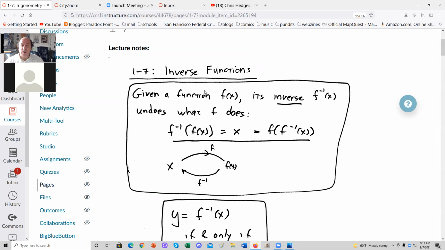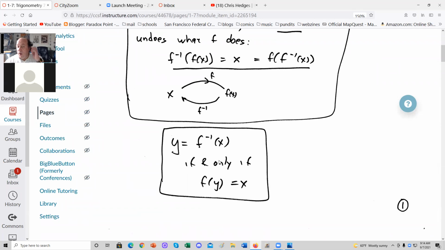Okay, the inverse function: given a function f of x, its inverse is written f inverse of x. This -1 is what I call a notation collision, because it looks like it's a reciprocal of f. It's not. Unfortunately, the same thing means two different things. Whatever. The inverse function undoes what f does. f inverse of f of x equals f of f inverse of x. So given a number x, wherever f sends it to, f inverse sends it back again, and vice versa.